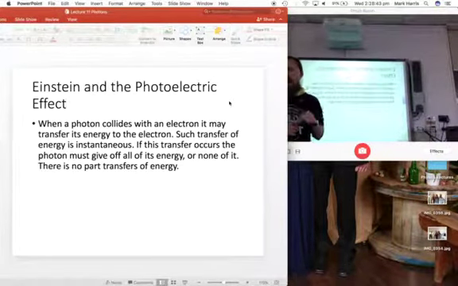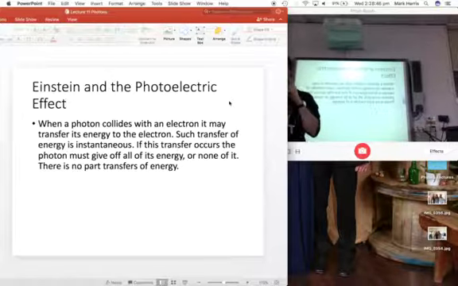If this transfer occurs, the photon must give up all of its energy or none of its energy. It can't give up some of its energy.